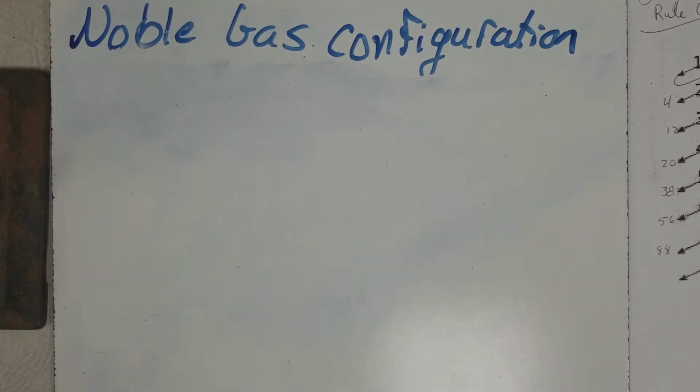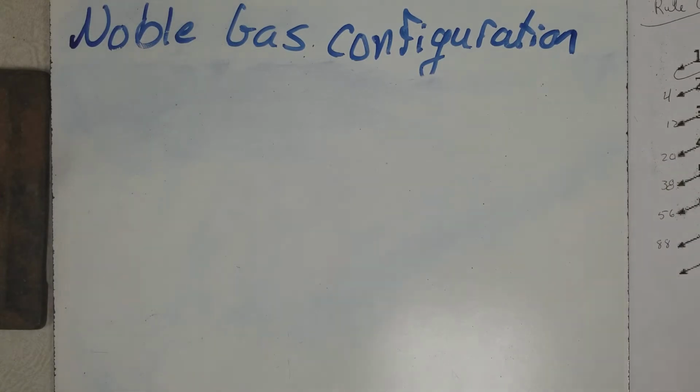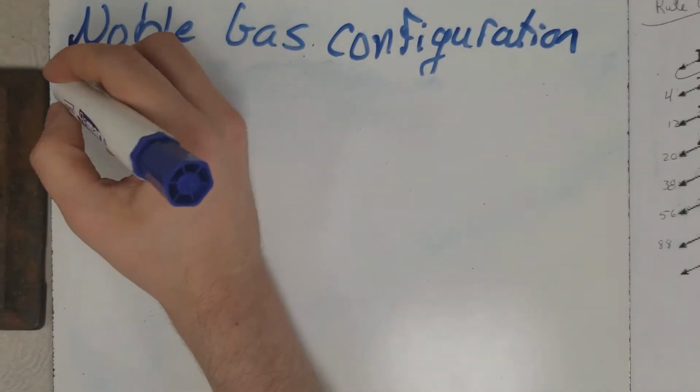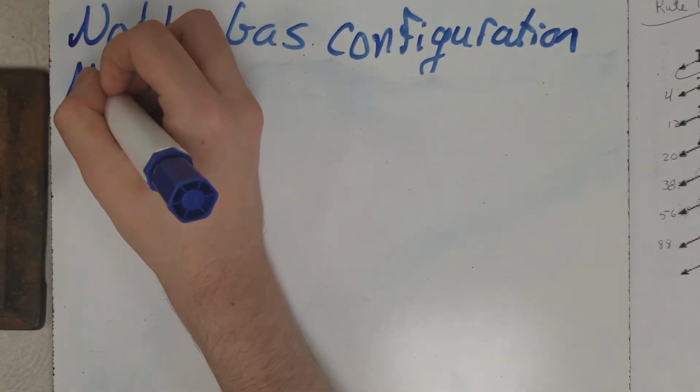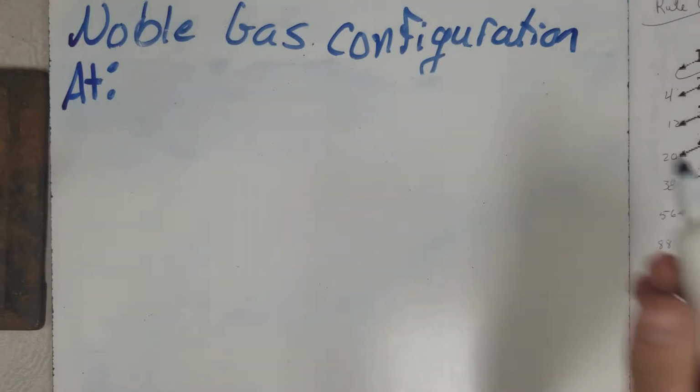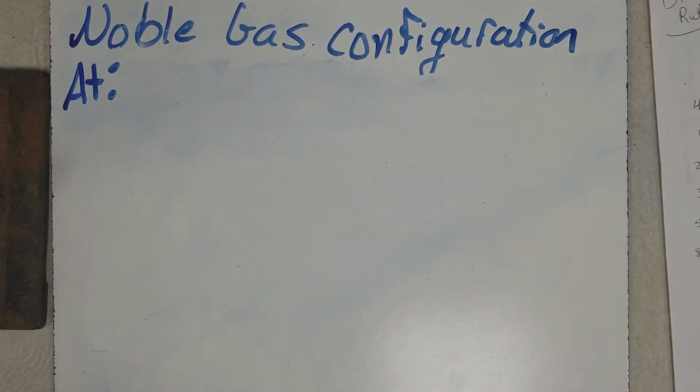Okay, in this video, I'm going to show you how to use the diagonal rule chart and the colored periodic table to help you with noble gas configurations, if you're not entirely comfortable with the colored periodic table. So the element that we are going to start off with is element At. That's what we're going to do the noble gas configuration for.